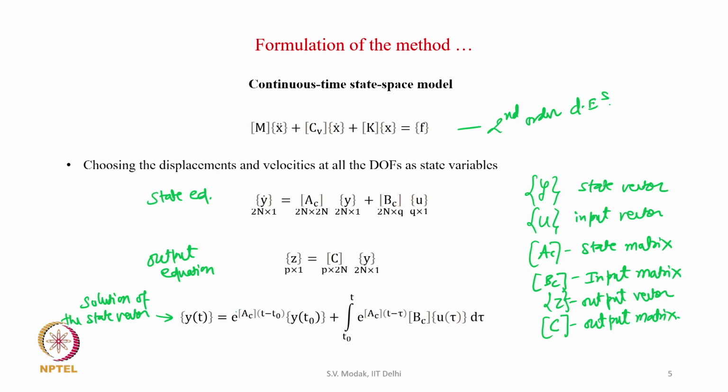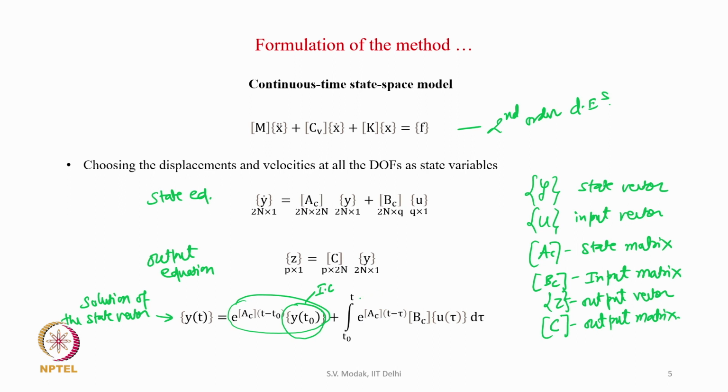The first term depends on the initial condition on the state vector. You can see this y t naught, which is nothing but the initial condition on the state vector, and this term therefore determines the component of the response due to the initial state of the system.